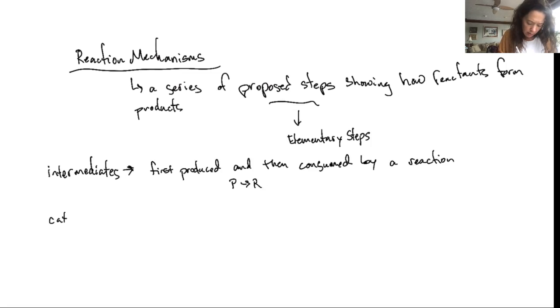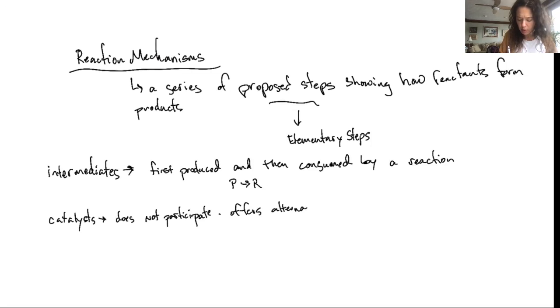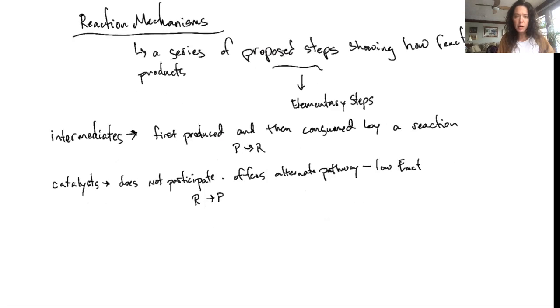A catalyst does not participate in the reaction. It is simply there to offer an alternate pathway, and that alternate pathway has a lower activation energy. The catalyst is also not in the overall reaction. I have seen them in rate laws. And it is a reactant first, and it is a product second, and it will cancel out.